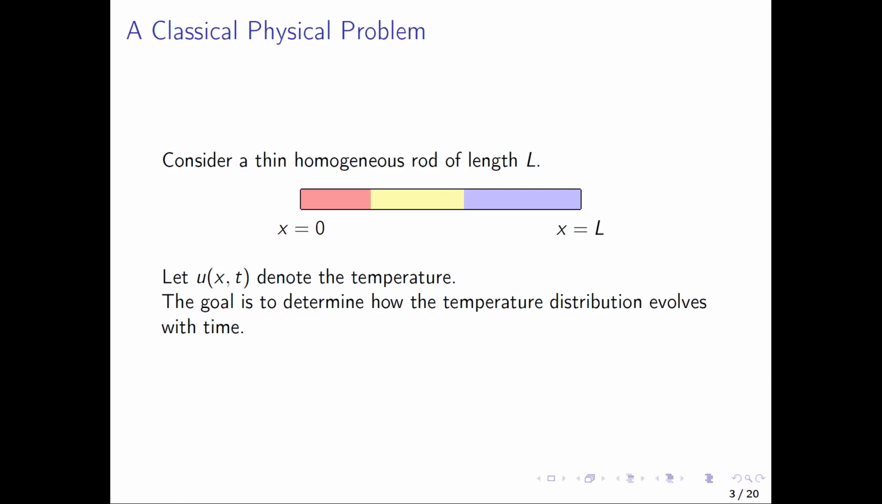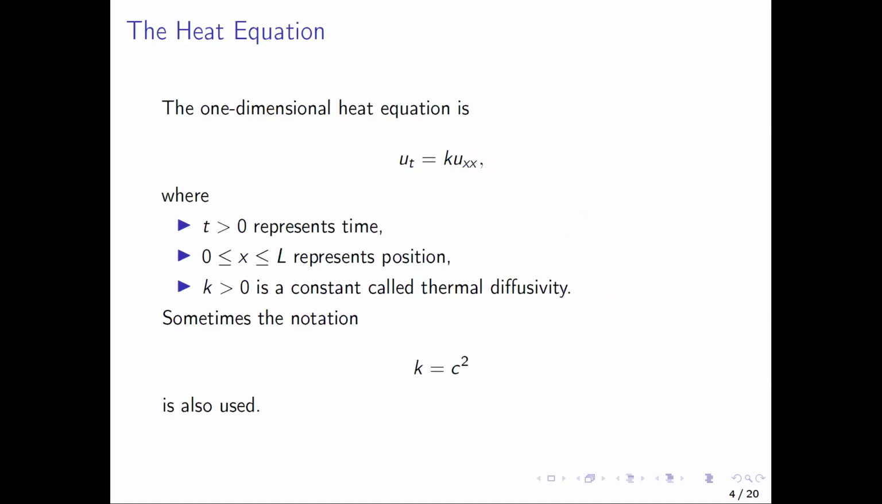What is the mathematical model of the problem? u_t equals a constant times u_xx. This is the one-dimensional heat equation. In a heat equation, temperature and position will always exist, but there may be extra variables like y, z, or others. So the heat equation dimension can be 2, 3, or more. But in our class, we will cover just the one-dimensional heat equation.